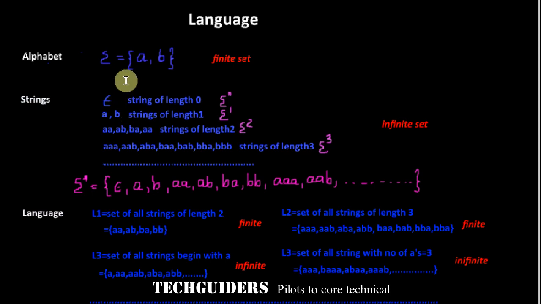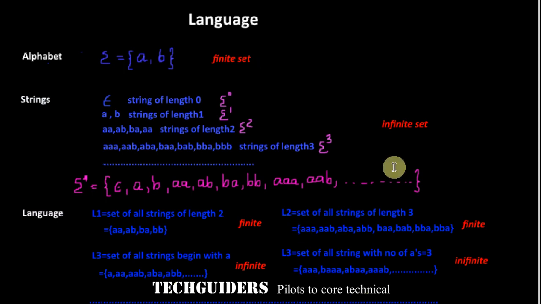Similarly, we can define infinite number of languages over this sigma. So we can fix any alphabet, and over any particular alphabet, we can define infinite number of languages and each such language can be either finite or infinite. And every defined language over sigma will be a subset of sigma star.